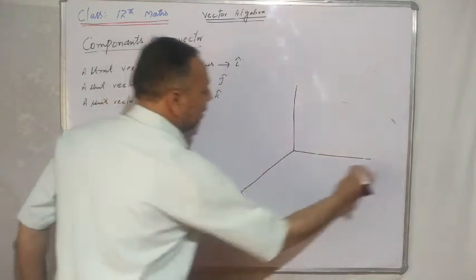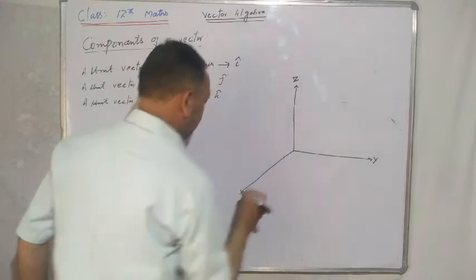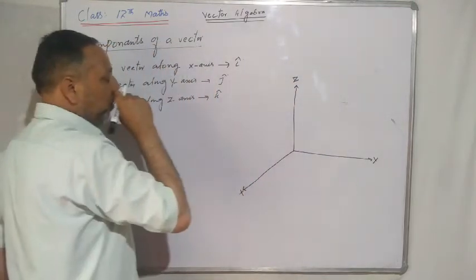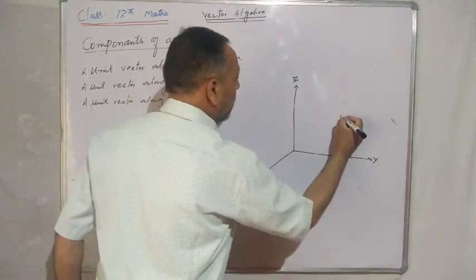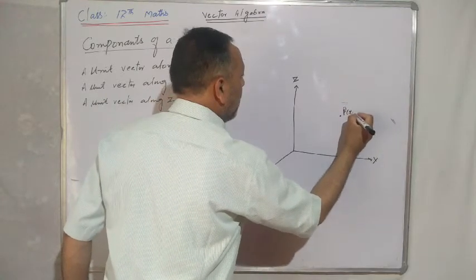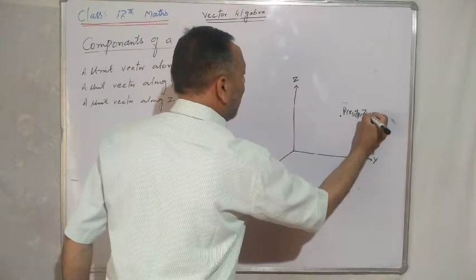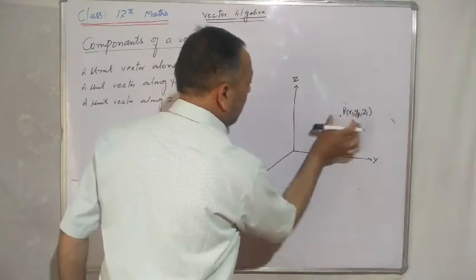This is x-axis, this is y-axis, and this is z-axis. Now you consider a point P, x1, y1, and z1 in a space.